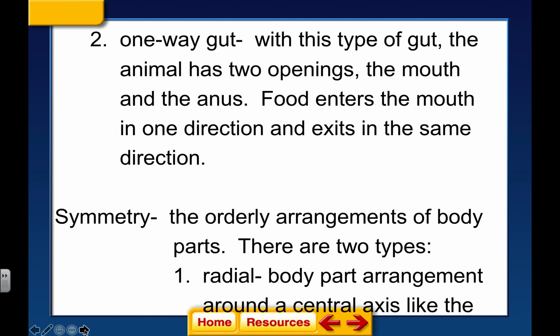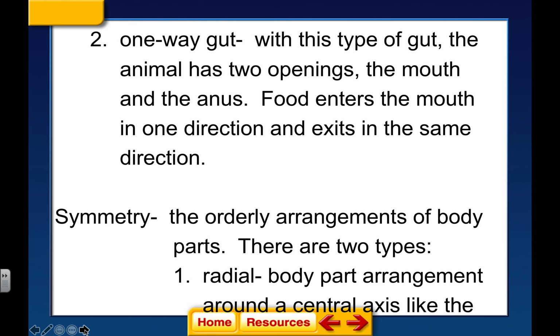The animal has two openings. Food is going to come in one direction, which is the mouth, and it is going to continue to go straight out the anal opening, so that is one way. Food enters the mouth in one direction and it exits in the other direction. So any animal that has a mouth and an anal opening is going to have a one-way gut. This is a lot more sophisticated gut than a two-way gut. So with our Cnidaria, they only have one opening, the mouth. This is our jellyfish. So they have a two-way gut.